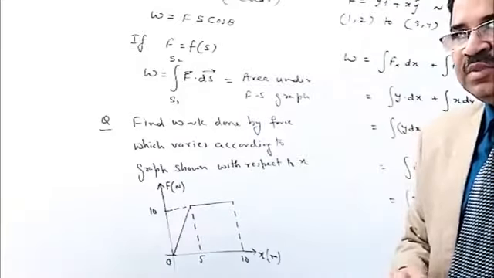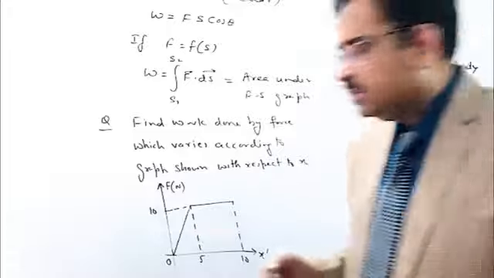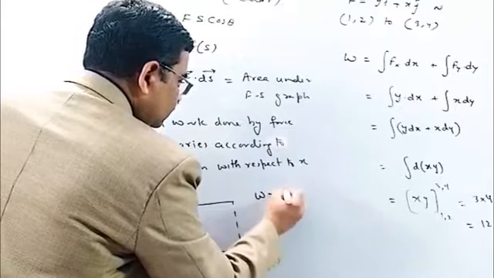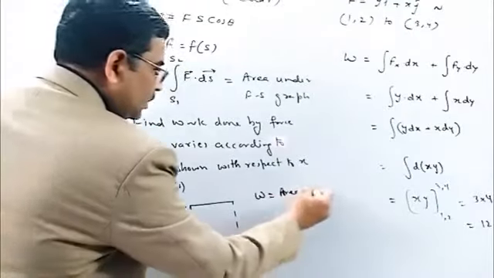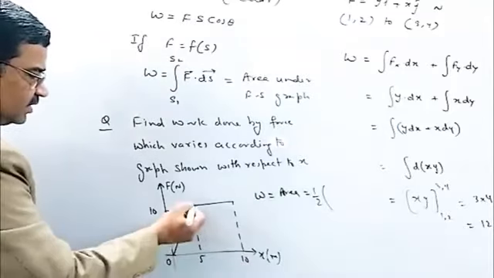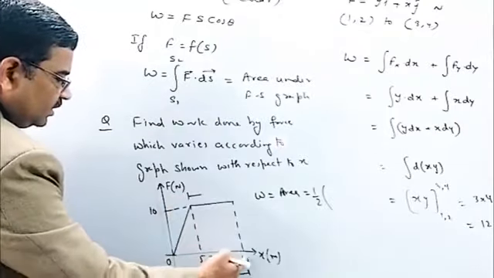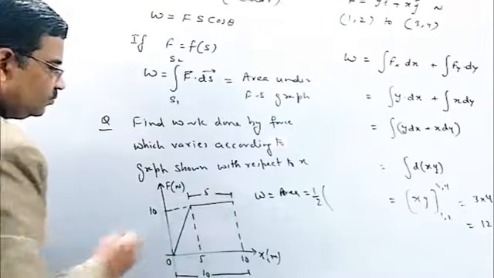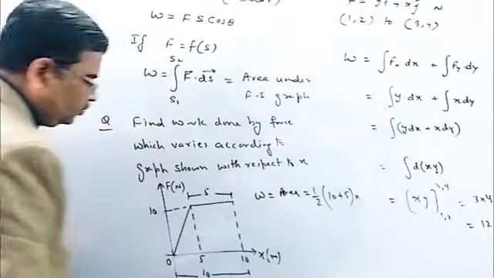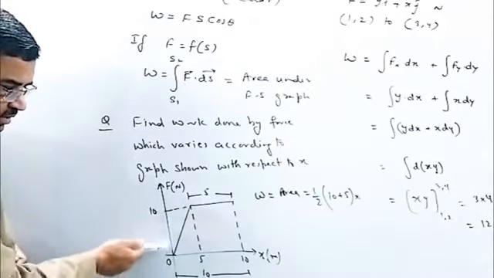So the area of trapezium is half into sum of the parallel sides into height. So let us apply that. So work done is equal to area, and that area is half into sum of the parallel side. One side is this, the other side is this. Now this side is 10, whereas this side is 10 minus 5, it is 5. So it is 10 plus 5 into the height or the distance between the two parallel sides. It is given on this axis, it is 10.